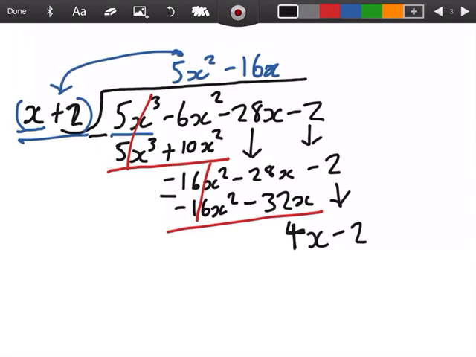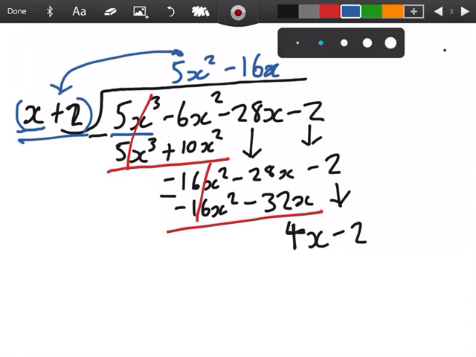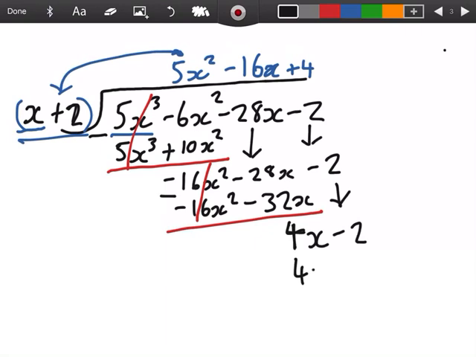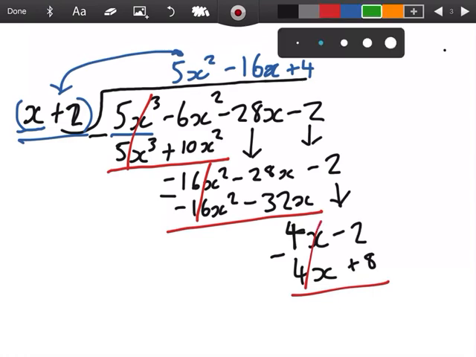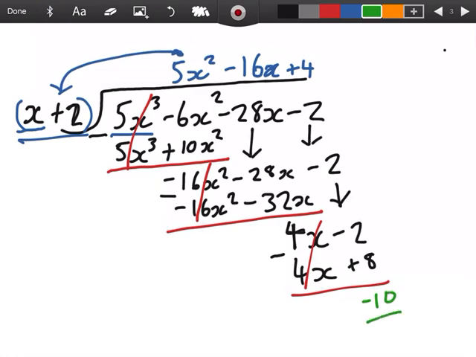So we brought that down. So x times what gives 4x? It's 4. So plus 4. Times by the divisor again. So that becomes 4x plus 8. And then we take away. Those cancel out. And that becomes negative 10. This is our remainder.